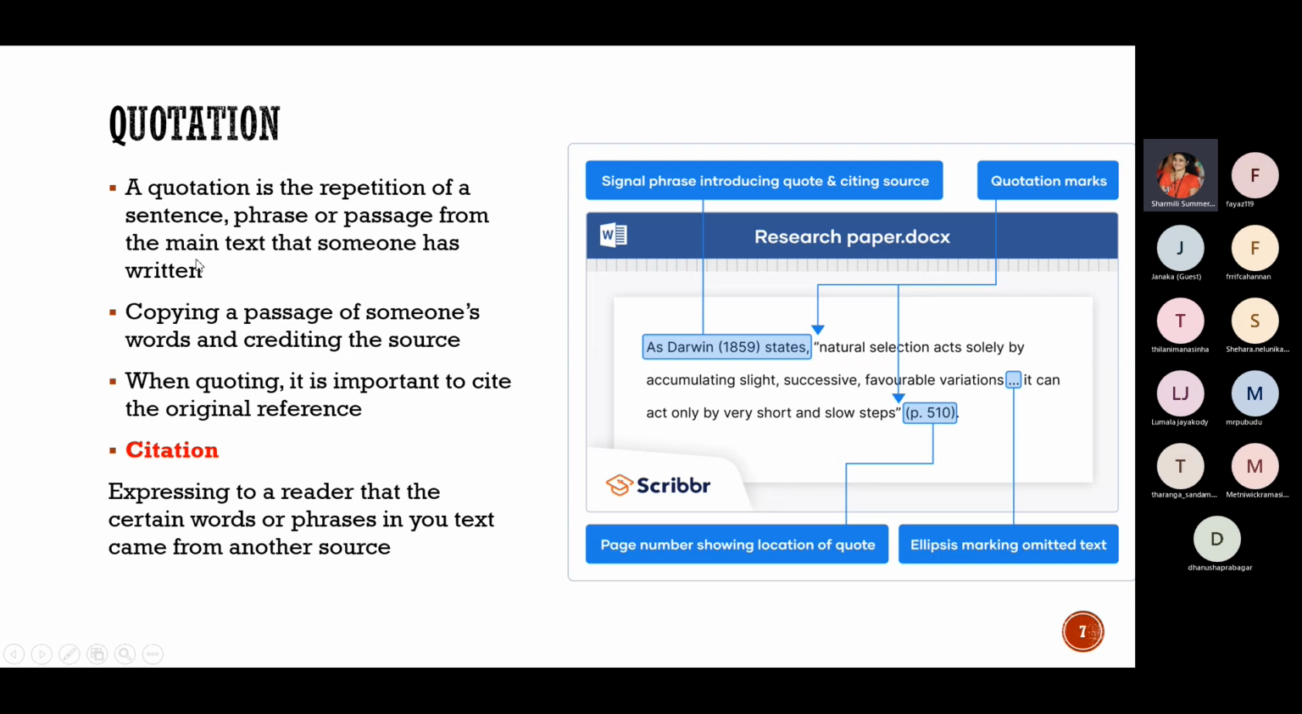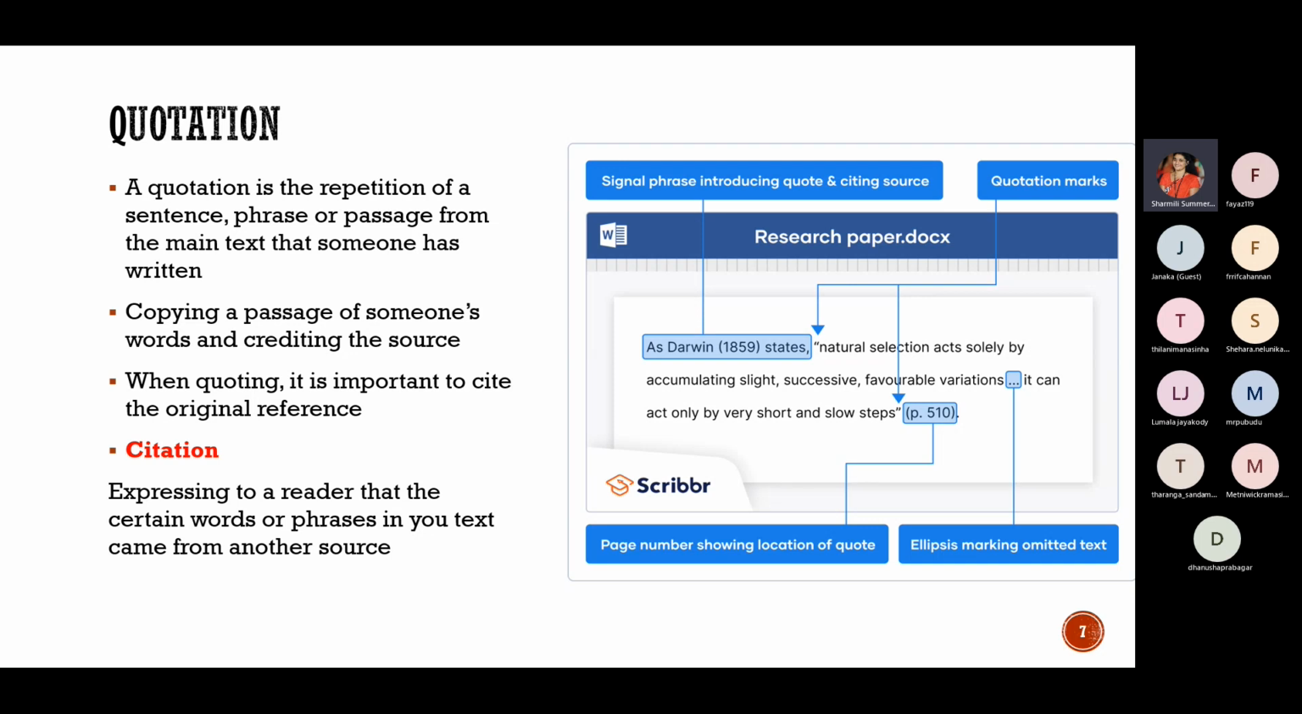For the quotation, the citation is important. You can take the actual or original text from the author's article, and with quotation marks, you can include the original text. But if you cite it at the end of that sentence or phrase, then it is not considered plagiarism. Only if you forget to cite will it be considered plagiarism.